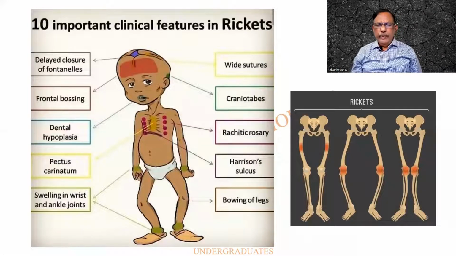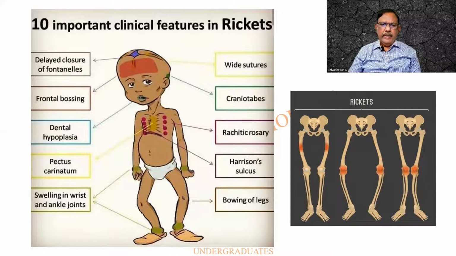This is a beautiful picture taken from the net. I would like you people to memorize it, draw it, and win marks. Delayed closure of the fontanelles. Over here, you find that the skull bones are not getting fused. Frontal bossing, projection. Dental hypoplasia. There is a weakness and the loosening of the tooth.